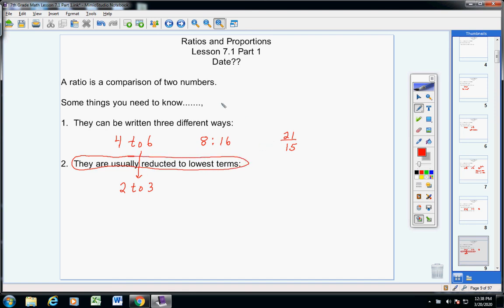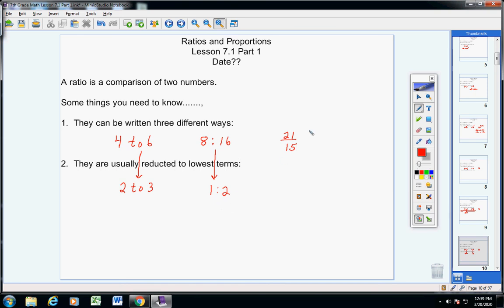Now let's look at 8 to 16 here. 8 goes into both of those numbers. If you want to use 2, you could use 2 and then use 2 again, and then 2 would go into this, and then 2 would go into 4. You could do it the long way, or you could just say 8 goes into 8 once, and 8 goes into 16 two times. So your new ratio is 1 to 2.